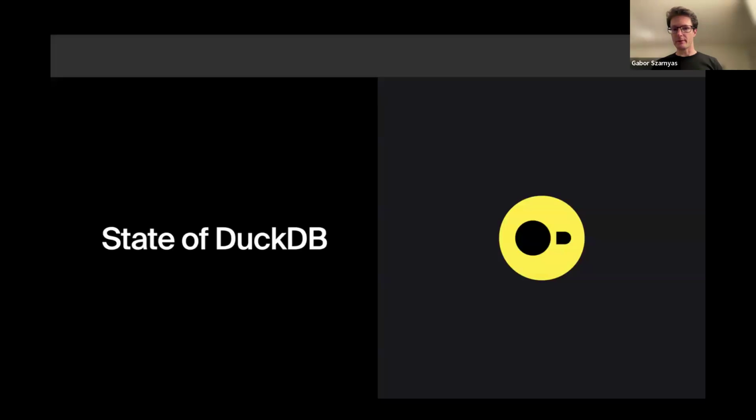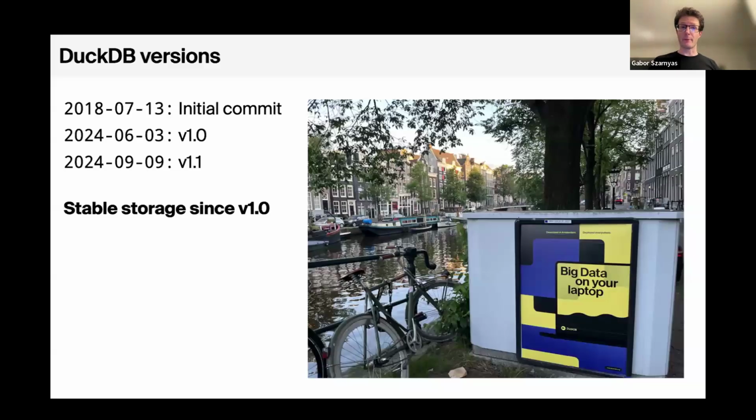What's the state of DuckDB? DuckDB has been in development for more than 6 years, and we have released version 1.0 just a few months ago this summer. And interestingly, the system was, I would say, ready for release much earlier. But what took us so long is that we needed to achieve stable storage. We now have a storage that's backwards compatible. So if you create a DuckDB file, we guarantee that you will be able to read it with future DuckDB versions.